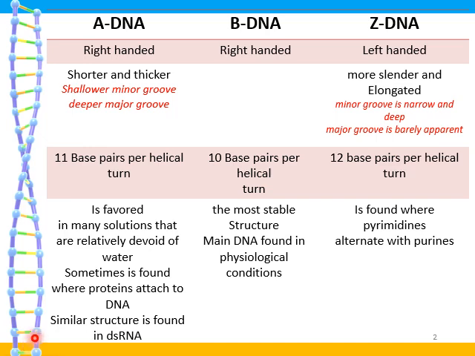to A-DNA. And we also have Z-DNA, which, in contrast to B-DNA, is left-handed, and more slender and elongated. The minor groove is narrow and deep, and the major groove is barely apparent. It contains 12 base pairs per helical turn, and it is found where pyrimidines alternate with purines. It means that we have purine, pyrimidine, purine, pyrimidine alternately. And it is suggested that these types of structures have a regulatory role in DNA.